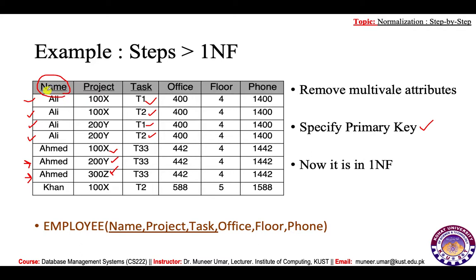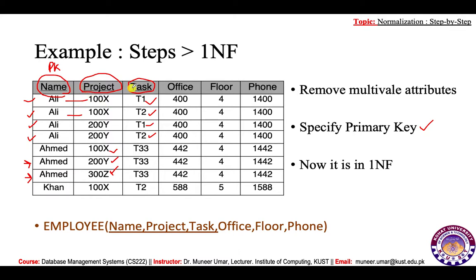But if we use this name as a primary key, what will happen? We will get an error. We will violate the primary key rule because these names are repeating. So what we do, we combine this name with project, and again we check whether there is any violation or not. Now here Ali 100 and again Ali 100. So again there is repetition.